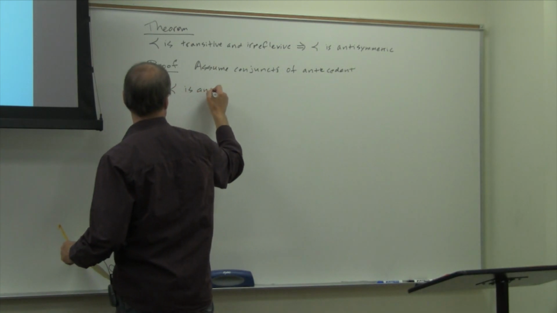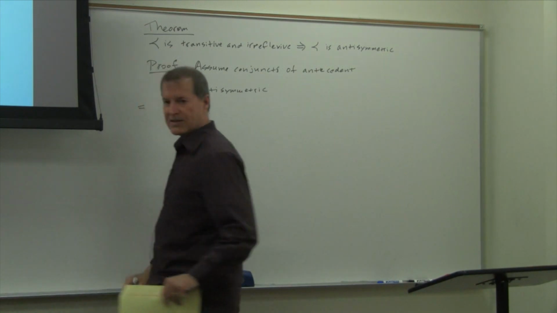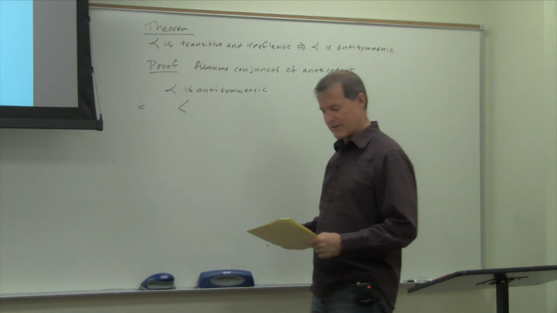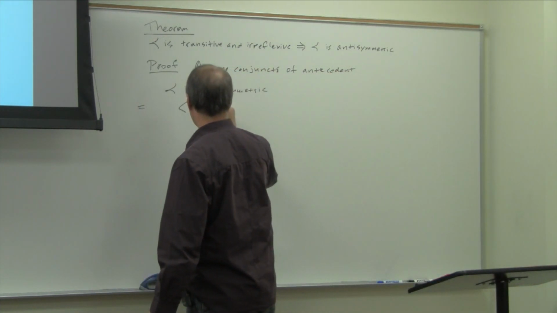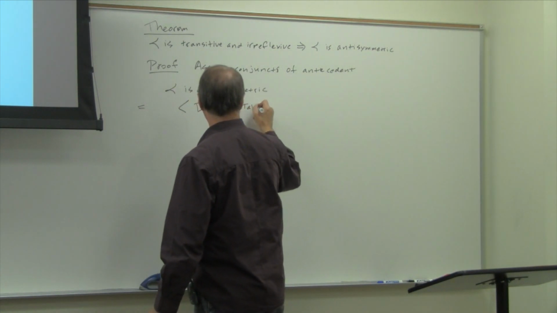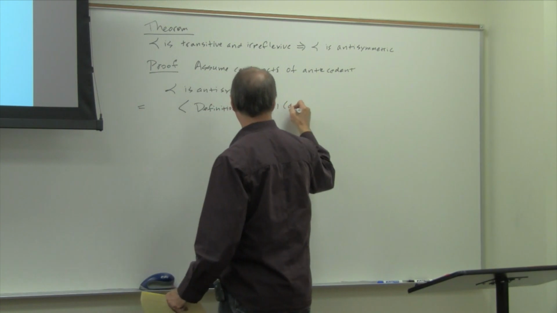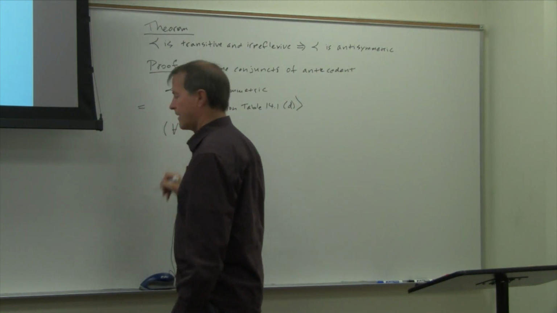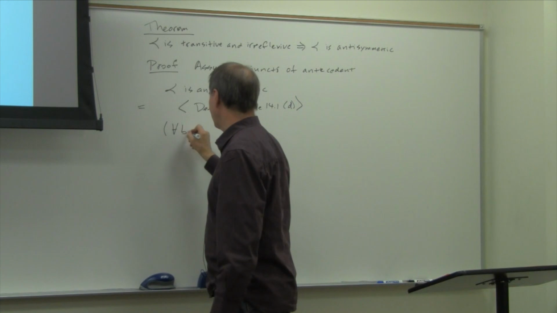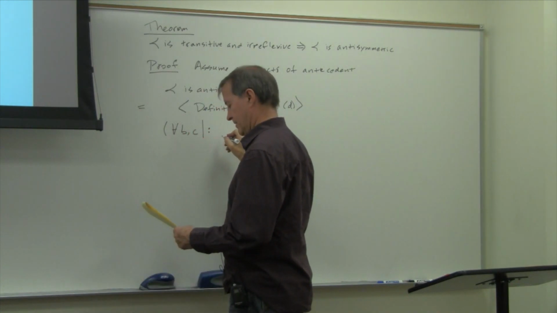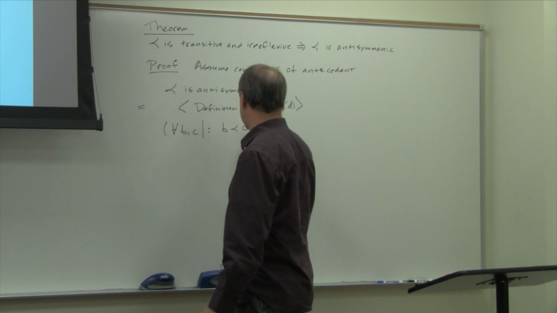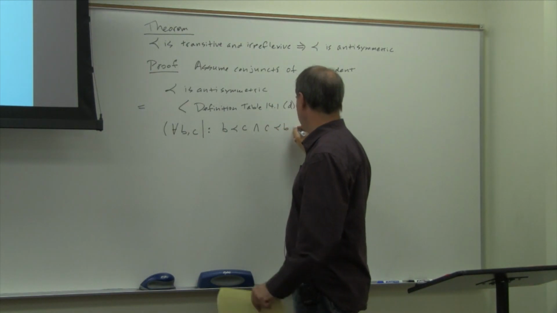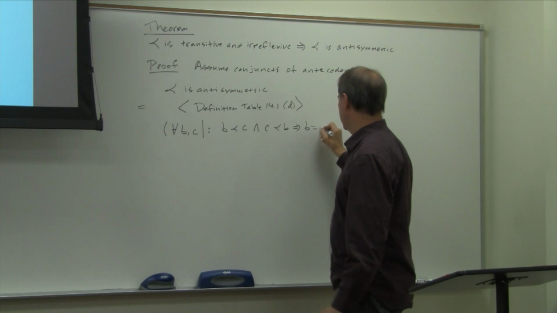So this is anti-symmetric, equals... it's pretty formal. Actually, you can tell me what the next step is, because you have memorized for me the definition of anti-symmetric. Definition table 14.1D is correct. So it is: for all B, C, B ≤ C and C ≤ B implies B equals C, right?